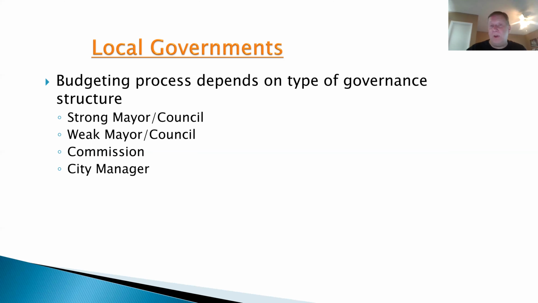Is it a reform government that has a city manager? All those considerations will have an impact upon how the budget is constructed in that local government. A strong mayor form of government, and you're familiar with the difference between a strong mayor and a weak mayor form of government. We're not referring to the individual in the office. We're talking about the office itself.